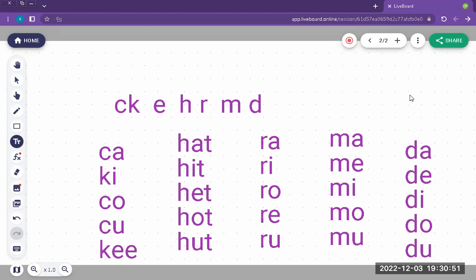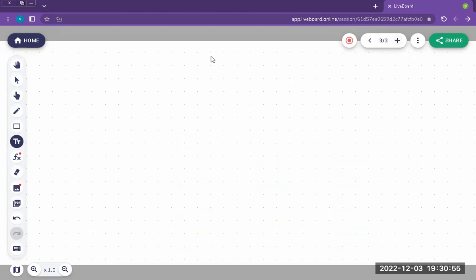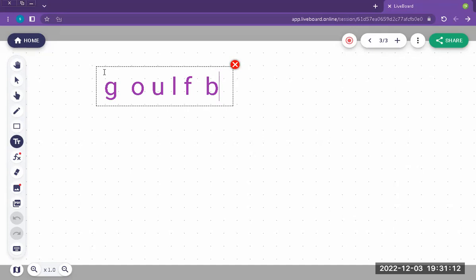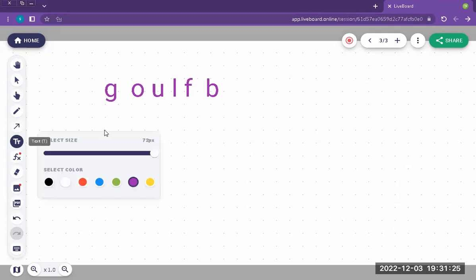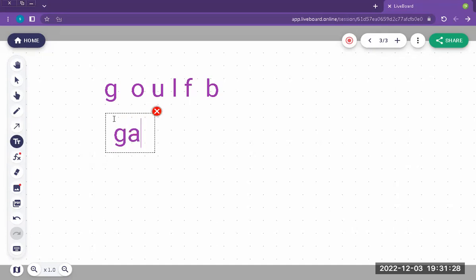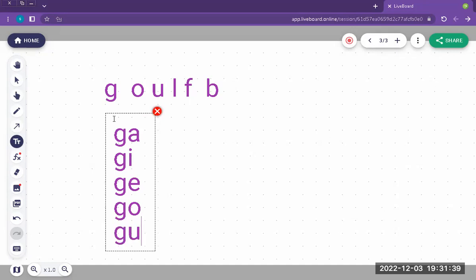We finished stage two, and now we want to make blending between vowel letters and stage three. In stage three, we have the sounds of ga and ba. Now we want to make blending between these letters and vowel letters. Ga, a, ga. Ga, i, gi. Ga, e, ge. Ga, o, go.